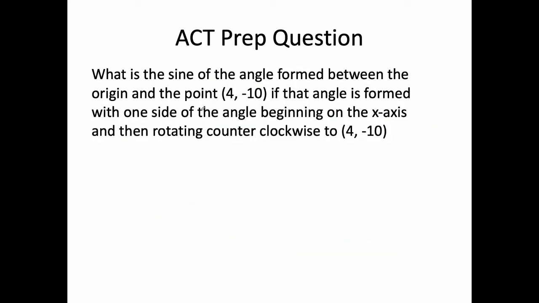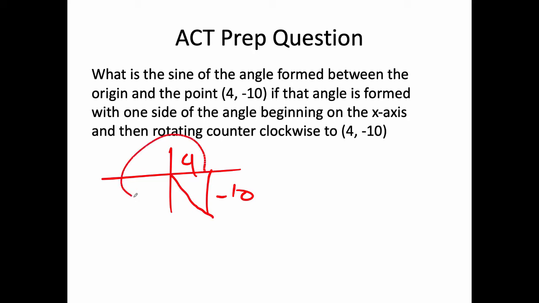Same thing here. They're telling us go to 4, negative 10. So 4 right, 10 down. And again, they said a whole bunch of things, but basically this is where we're at, and this is the angle, and this is my coordinate plane. So I got to go 4 squared plus 10 squared is 116. And 116, I should simplify this.